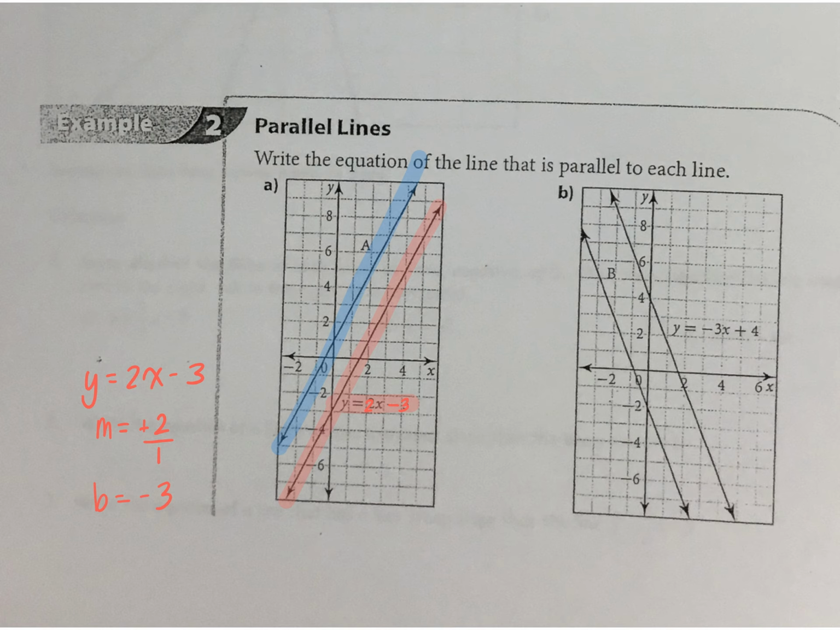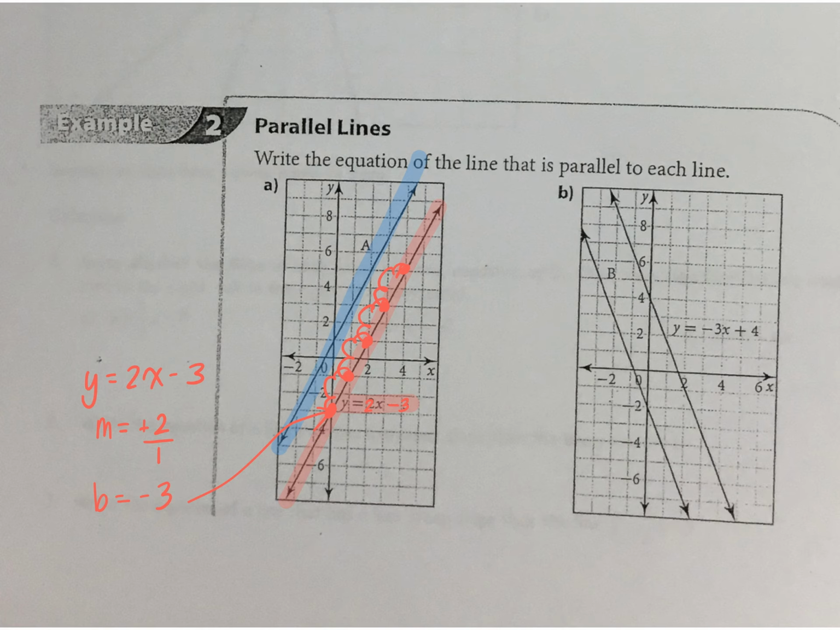So let's see if this is true. It's done for you already. It's graphed. Here's negative 3, right? It says the y-intercept's negative 3. And let's see, is the slope 2 over 1? Does it go up by 2 and over 1? Yes. Doesn't matter where you put it. Doesn't matter where you start graphing from.